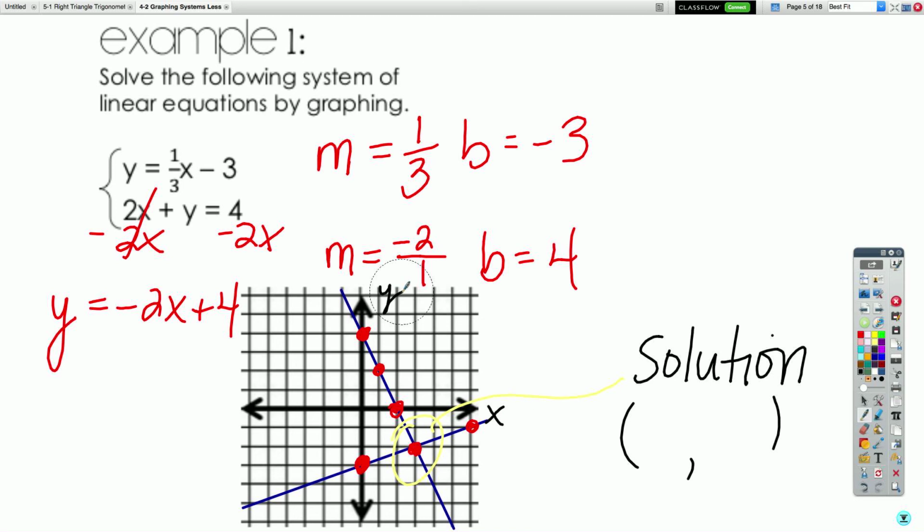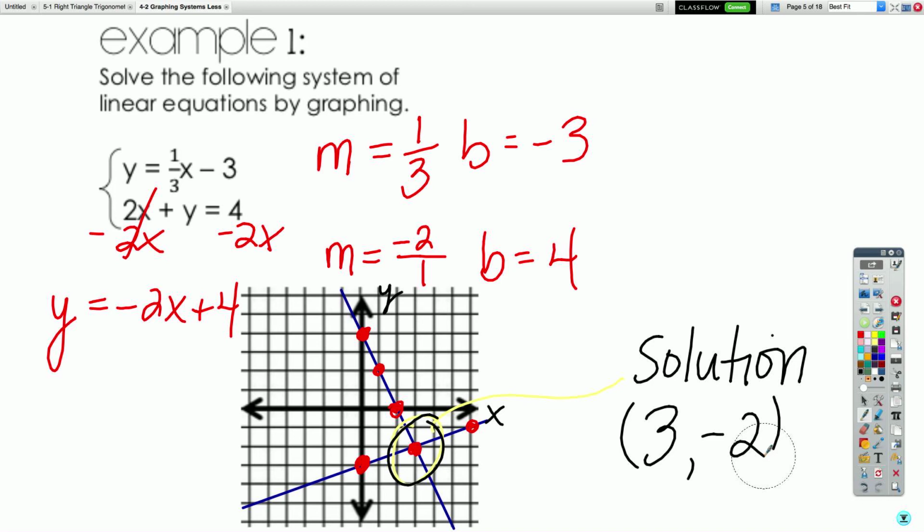What is the coordinate for this location? Over 3, down 2. That is the solution. 3, comma, negative 2. That is the only time they will ever intersect. Okay? That's how you solve it with 2 lines. Look familiar? Good. Any questions?